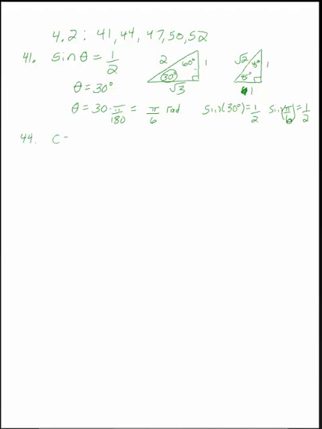44 says the cosine of theta equals root 2 over 2. Well, look at the 45, 45, 90, because the way I've drawn it, it has legs of 1 and 1, and a hypotenuse of root 2. Now if I'm looking at one of those 45-degree angles, I could say that the cosine of 45 degrees equals adjacent over hypotenuse. So if I'm looking at this 45-degree angle, the adjacent side is 1, the hypotenuse is root 2.